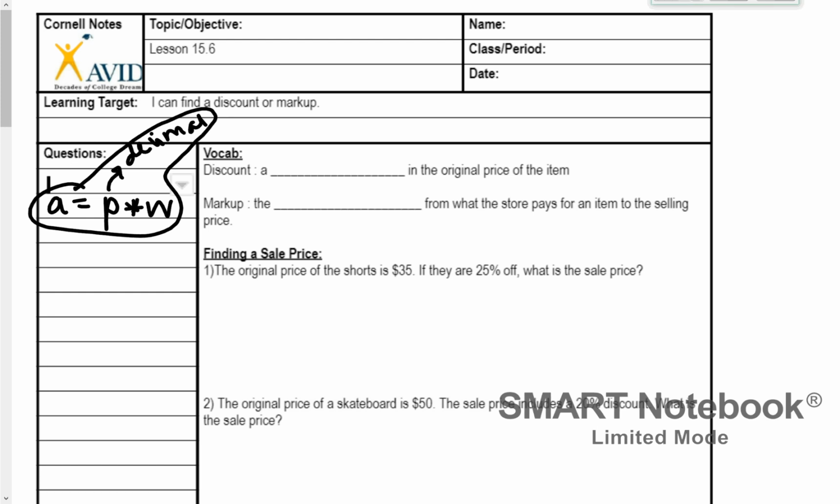So, discounts and markups. A discount we've probably heard of before. A discount is a decrease in the original price of an item. A markup, however, is something that we probably haven't heard of or had to think about before. And this is the increase from what the store pays for an item to their selling price.